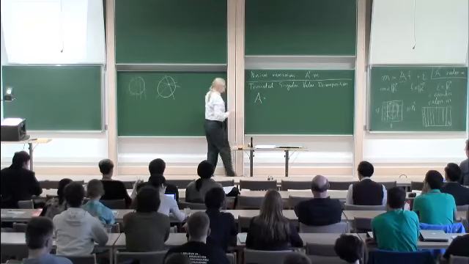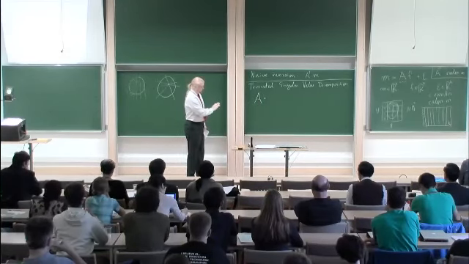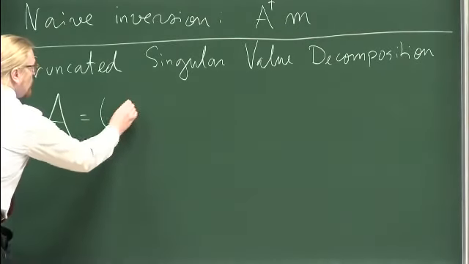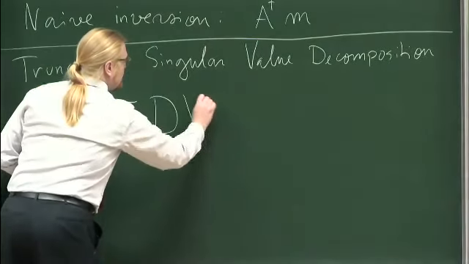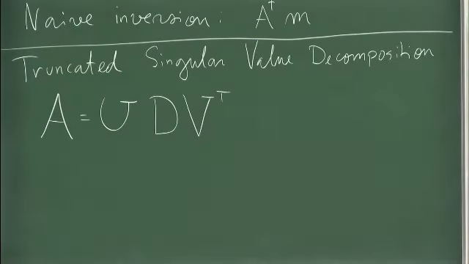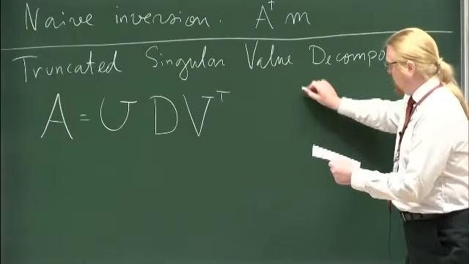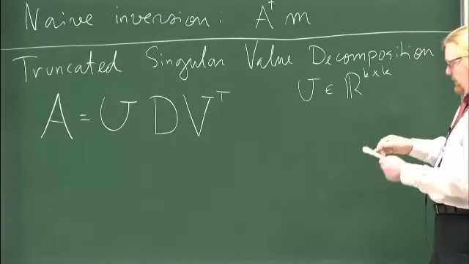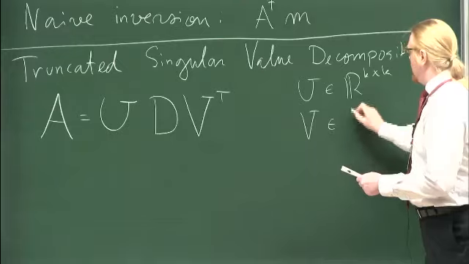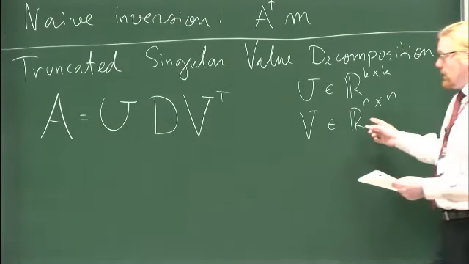Namely, we write the matrix A, and now it's any matrix. It doesn't have to be square or anything. This works for any given matrix. We write it in this form. We have a U, then a diagonal matrix D, in a sense I will explain in a minute, and V transpose. This is the decomposition, and the crucial properties of these guys is that, of course, first of all, U is a K by K matrix, V is an N by N matrix, and they are orthogonal matrices.